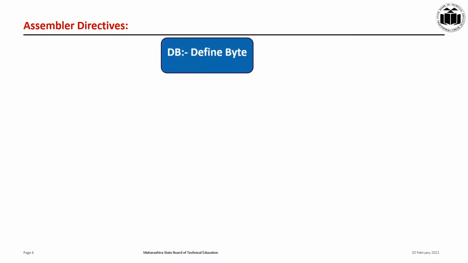DB, define byte. Define byte is the directive used to define data bytes 8-bit wide. This directive can be used at the beginning of the program. Syntax: label, colon, DB, byte. There should be at least one space between label and DB. The colon must be present after label. There should be at least one space between DB and a byte. The label will be used in the program instead of the actual byte.